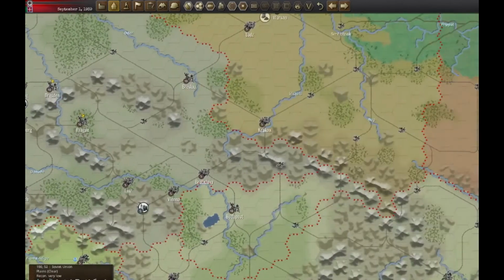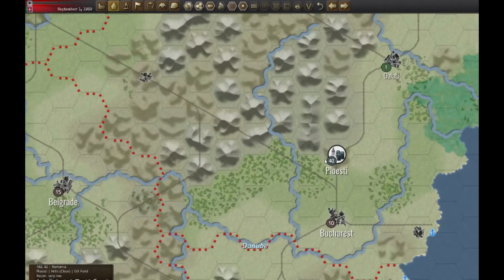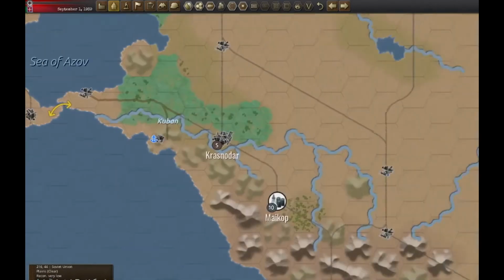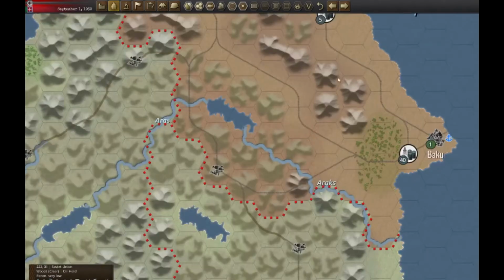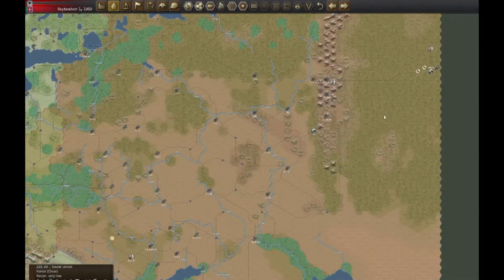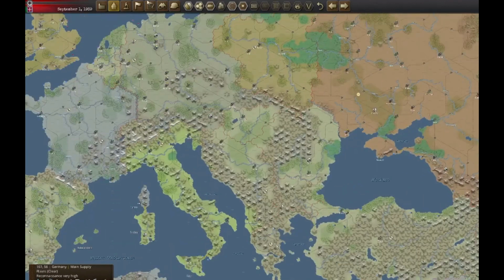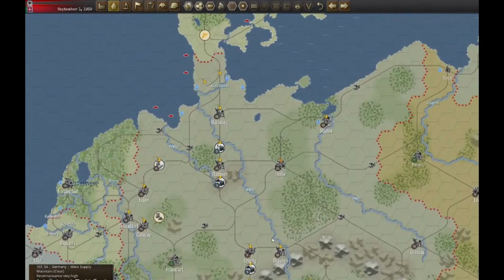Moving out and taking a look at Romania, Romania also has an oil resource, and this one is producing 40 oil points per turn. Russia, similarly, has a 10, a 15, and a 40 down here, and there's more up here for Russia and the Urals. So those are the oil resource icons, and that's what they actually produce.